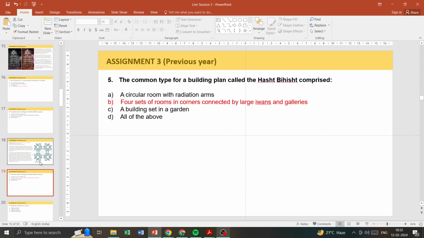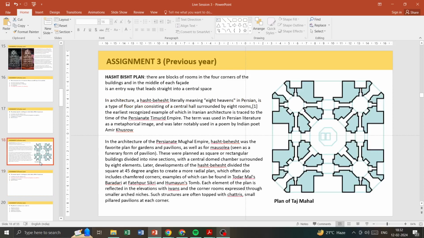So our answer is: a common type of building plan, which is called the Husht Bihisht, comprised of 4 sets of rooms in corners connected by large ivans and galleries. So there are 4 sets of rooms. Again, seeing the image, 4 sets of rooms in the corners. All of these rooms are connected with galleries to the central space, and this central space will have a large dome above, and all these other rooms will often be topped with chhatris and smaller pillar pavilions at each corner.